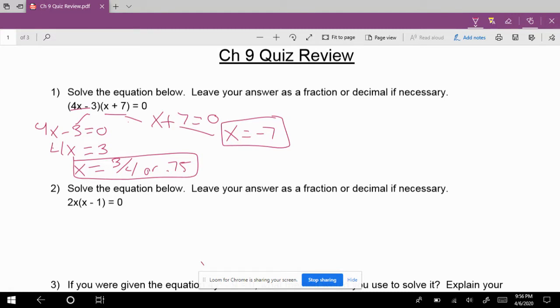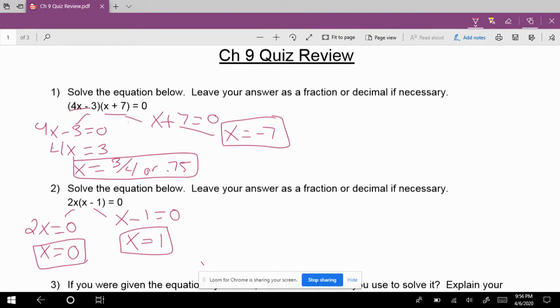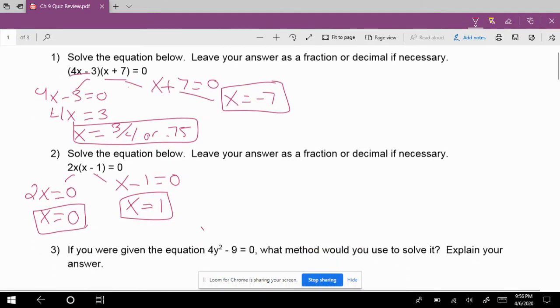Okay, for number two, same idea. It's already factored. So we're going to do the zero product property again. So this outside piece has a variable, so we do set it equal to 0. If it were just a 2, like a GCF, then we don't set that equal to 0 because it doesn't have a variable. It's not going to give us a solution. So on the left, divide both sides by 2 and x equals 0. And on the right, add 1 and x equals 1. So that should have been a really nice, easy one to type into Canvas.